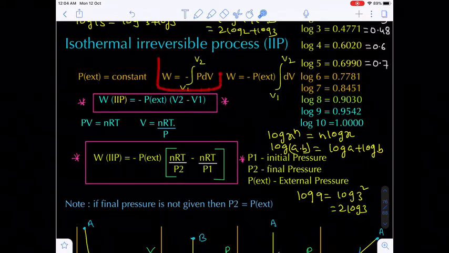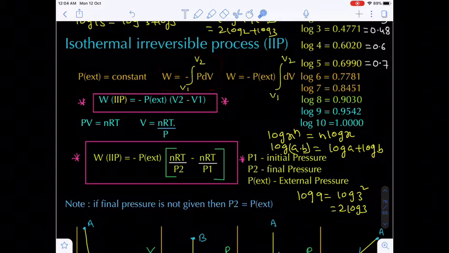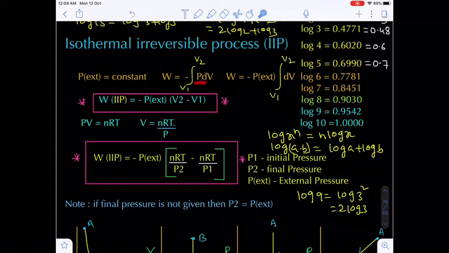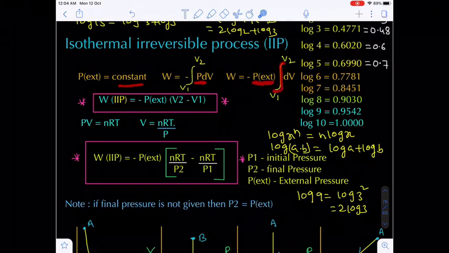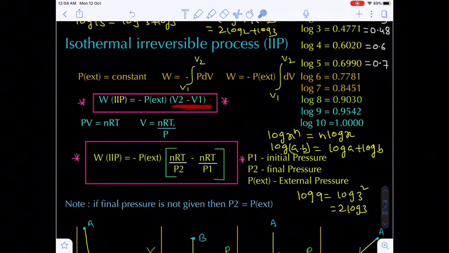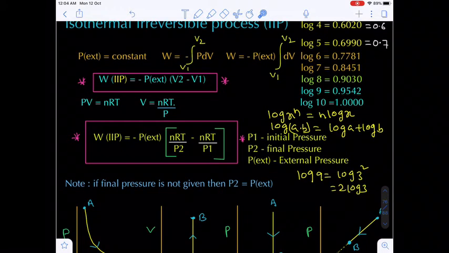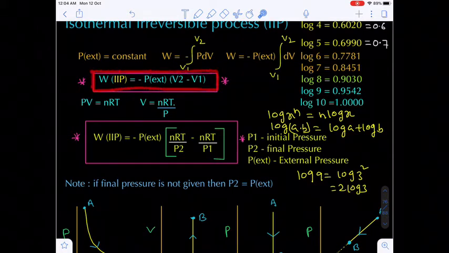So how to find the work done? Minus integral P dV. So external pressure is a constant. Bring the P external outside the integration, and integral dV is nothing but V, upper limit V2, lower limit V1. Suppose in the question the initial and final volumes are given, then what will be the work done in isothermal irreversible process? Minus P external into V2 minus V1. It is valid for both expansion as well as compression.